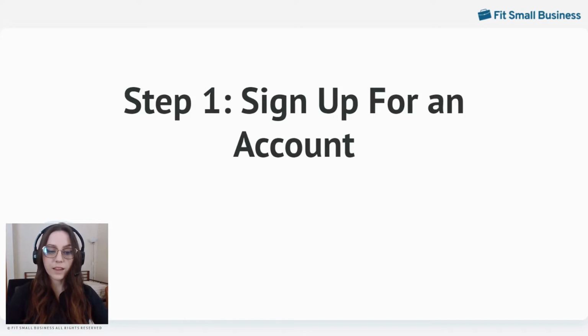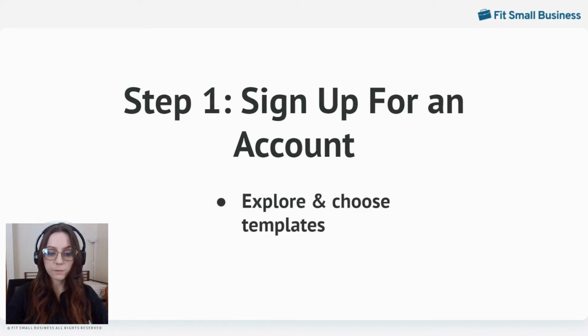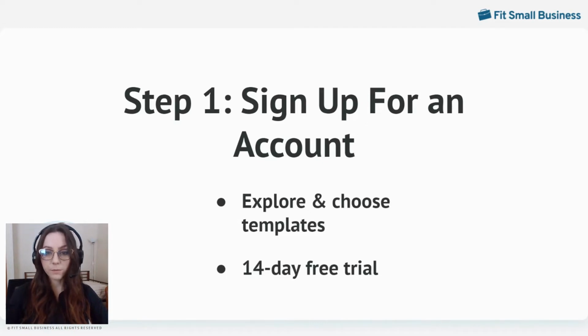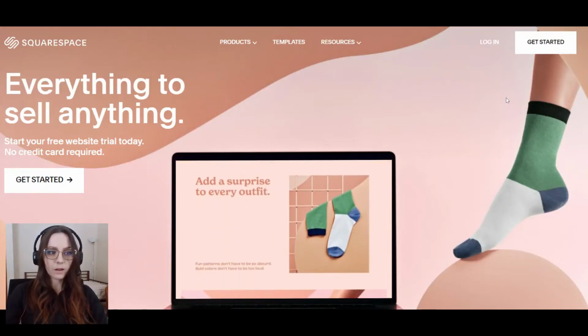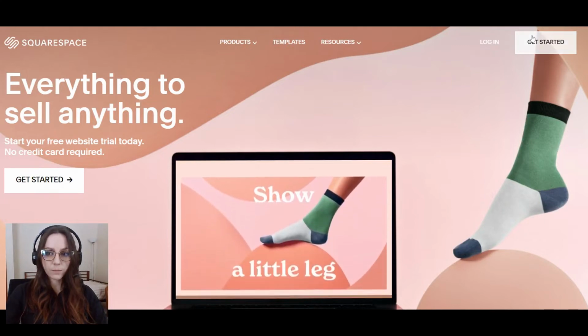The first step is to sign up for an account, which also involves exploring and choosing a template. Squarespace offers a 14-day free trial that you can use before paying for a plan. Go to squarespace.com and click on Get Started.